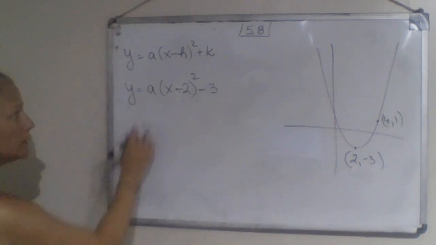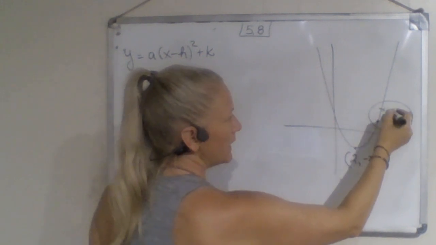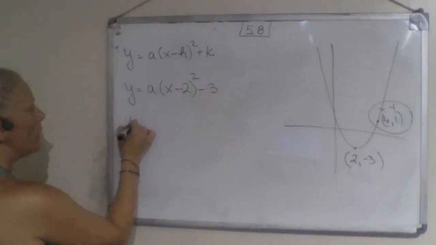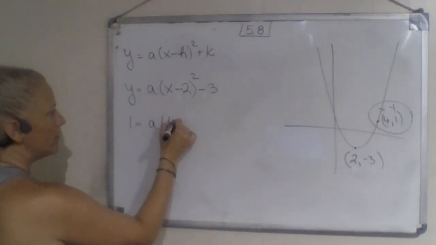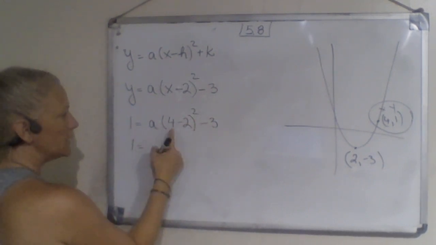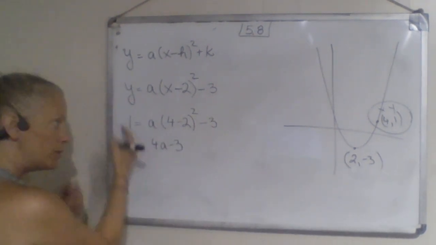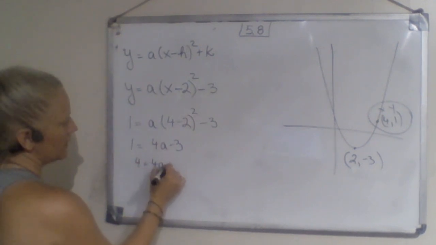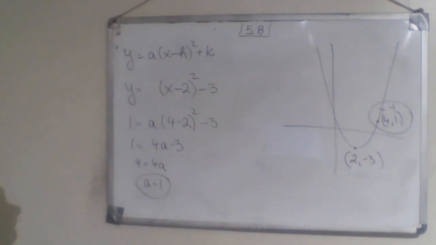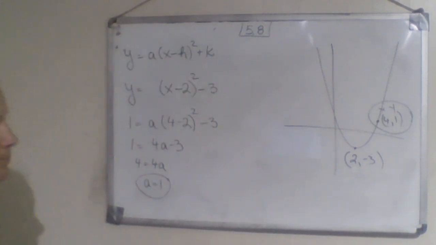Now, we want to know what a is. We don't have the a. It doesn't matter. Why doesn't it matter? Because they gave us this point. This is an x. This is a y. We do the exact same thing. We plug it in and find a. 1 equals a, parenthesis, 4 minus 2, all squared, minus 3. 1 equals 4 minus 2, 2 squared is 4, 4a, minus 3. The 3 moves over. 4 equals 4a. A equals 1 when I divide the 4 out. So really, my parabola that I'm looking for is y equals x minus 2 squared minus 3. That is my parabola. Okay?